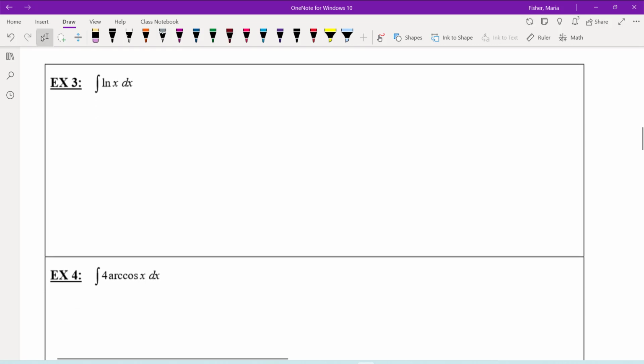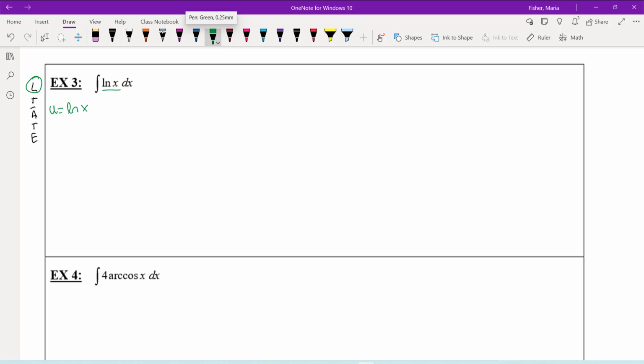Let's look at number 3. The indefinite integral of the natural log of x dx. Not basic form, not a u-sub, so let's use integration by parts. We need LIATE to help us determine what u should be. Well, it says if log is present, and I have a log, so I know that my u is going to be that natural log of x.